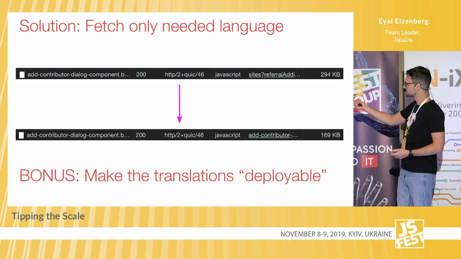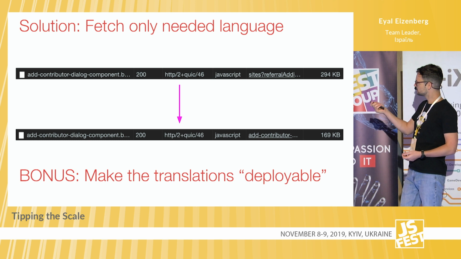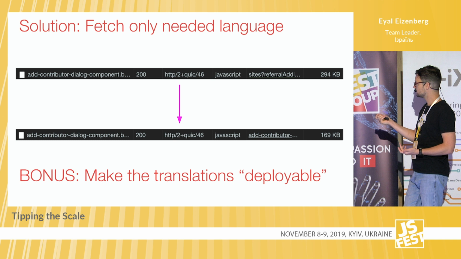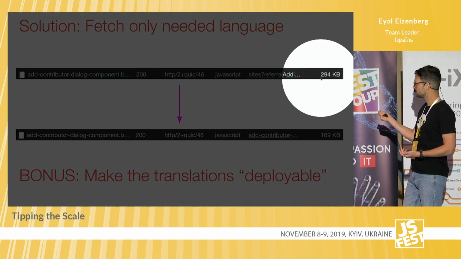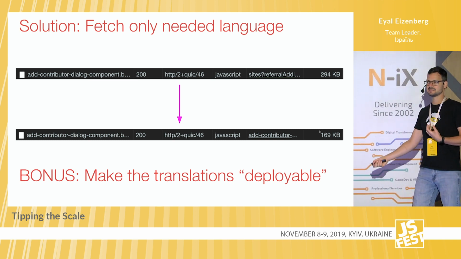And you can see here, this is a screenshot I took a while ago of the same component before I extracted the translations and after. This was the first step I did, and you can see the results here: from almost 300 kilobytes to 169 kilobytes just by extracting these translations.